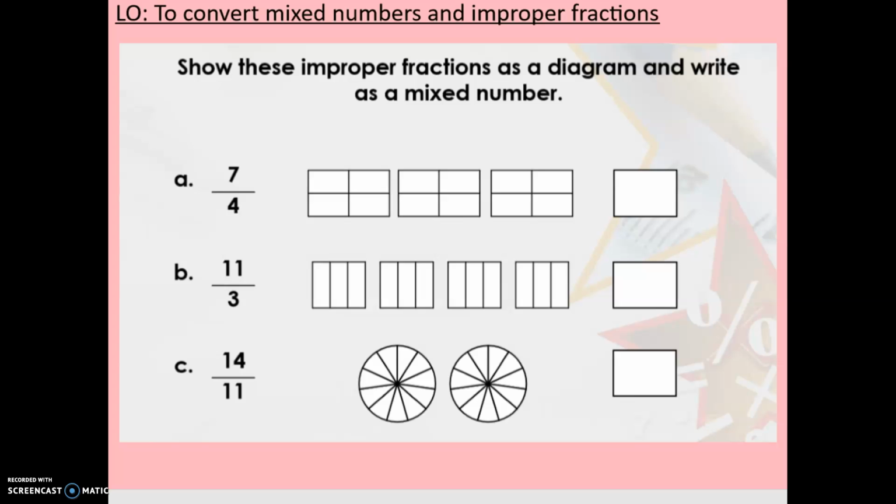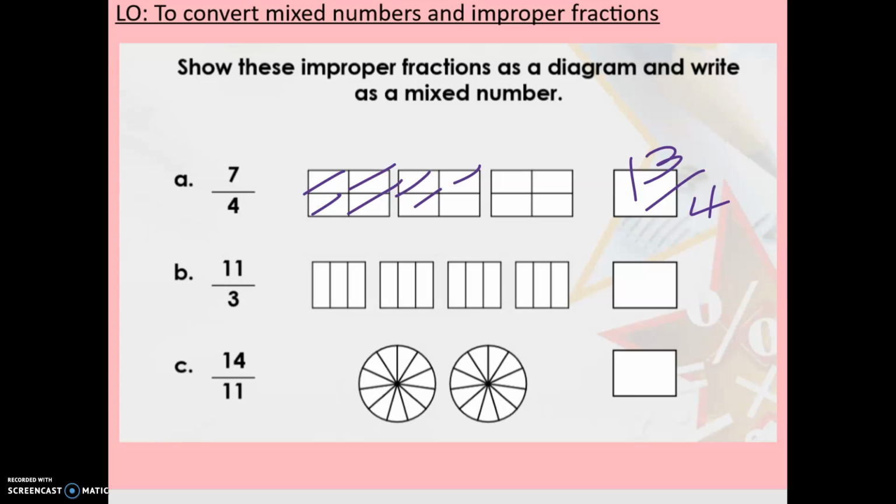So we've got 7 quarters. I've got some bars there that are already split into 7 and I can colour in 7 chunks. So 1, 2, 3, 4, 5, 6, 7. I can see I've got 1 whole, and I've got 3/4 left over. Let's see if you can do the same for 11/3 and 14/11. Pause here, have a go, come back for the answers.